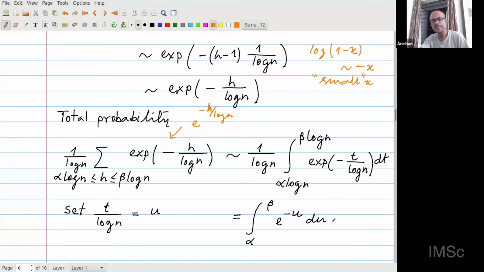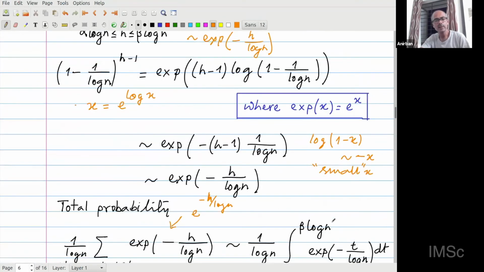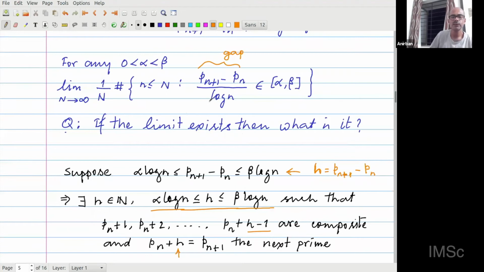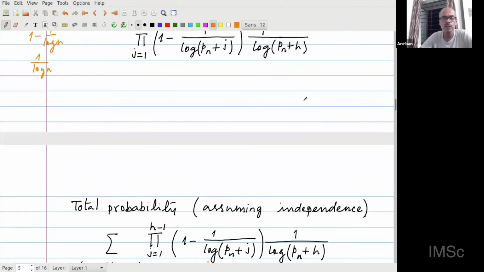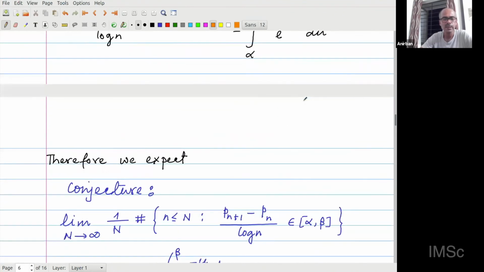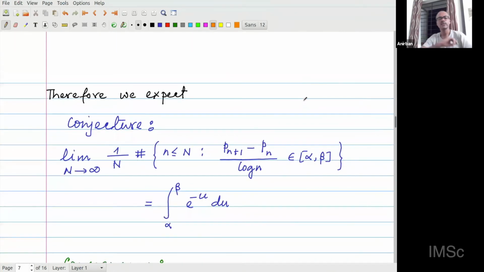So what do we now say? What we started with was looking at the probability of this event. We tried to calculate the probability of this thing happening, and we ended up getting this integral. So now we can make a precise conjecture. This limit is now expected to be this integral, the integral of e to the minus u between alpha and beta. That is what is expected.